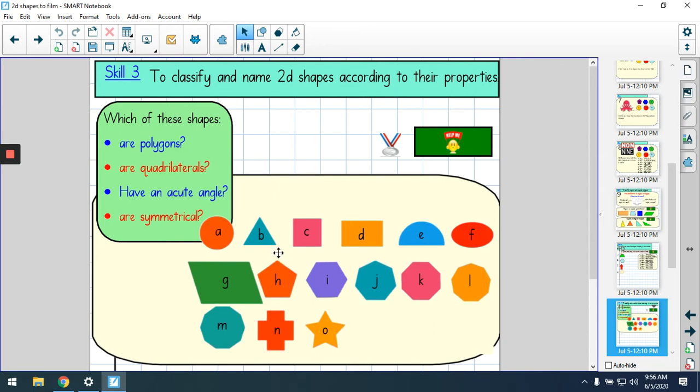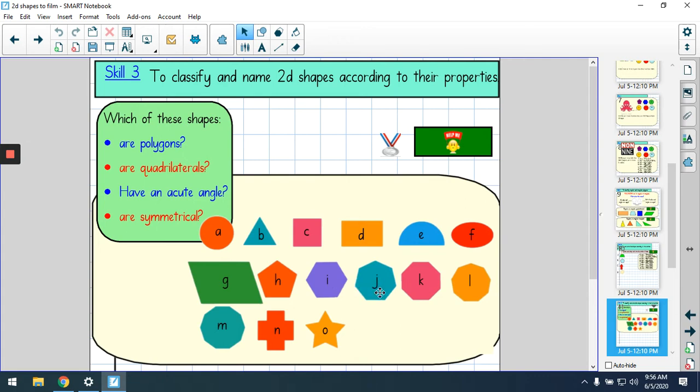Shape H is a polygon, it is not a quadrilateral, it does not have acute angles, they are all obtuse, but it is symmetrical. You could fold it in 5 different ways and it would have lines of symmetry. I is a polygon. It is not a quadrilateral. It does not have acute angles, but it is symmetrical.